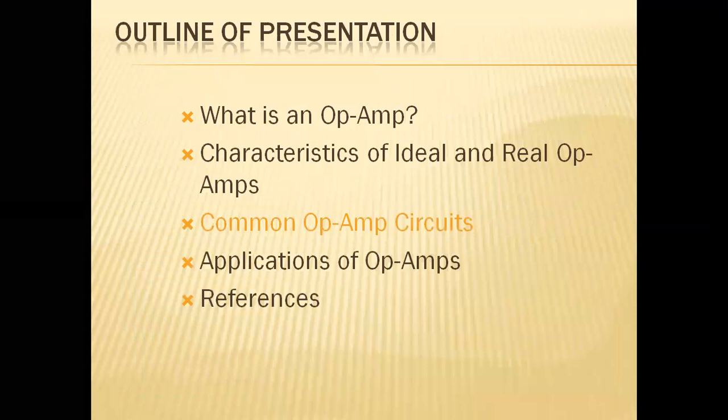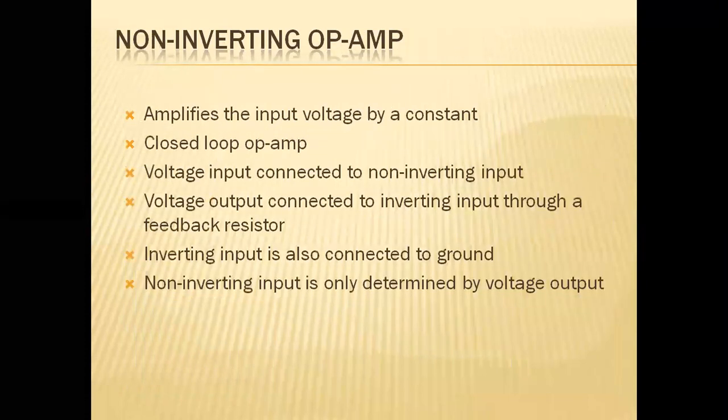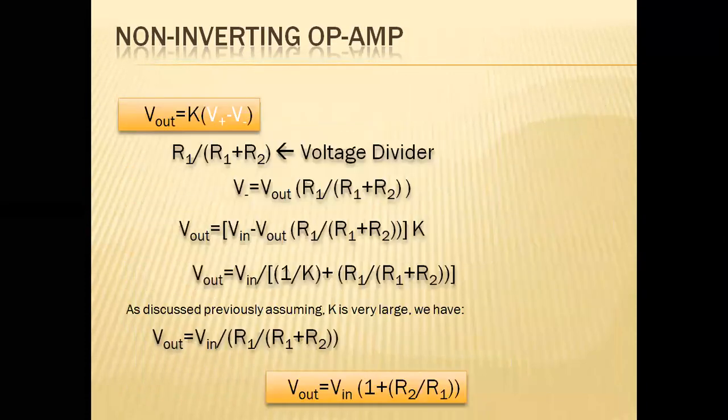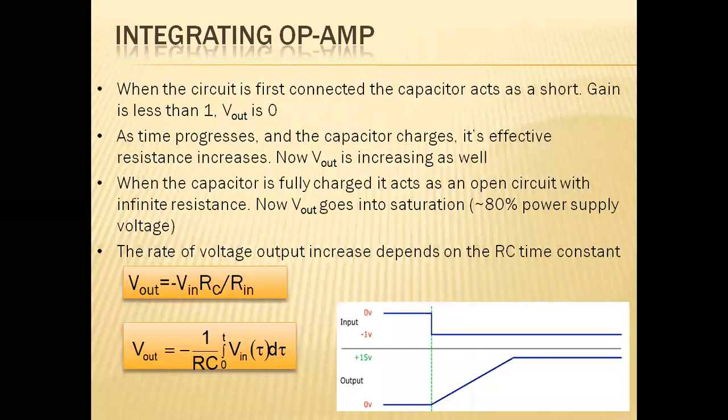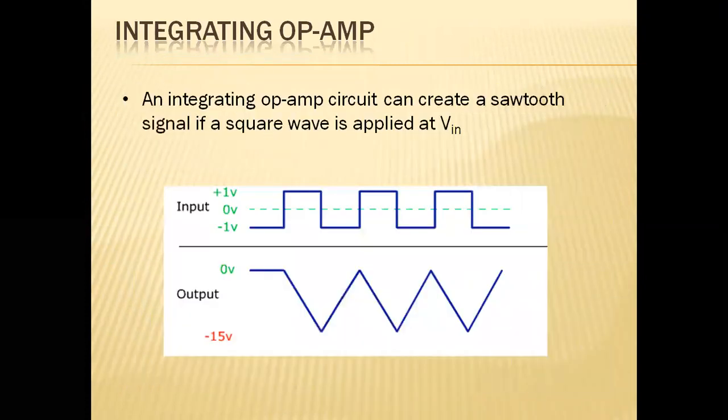So the connections and common factors, depending upon open loop and closed loop, we have discussed, and the integrating circuit gives a sawtooth output for a given square wave input. The differential amplifier will be covered in the next class.